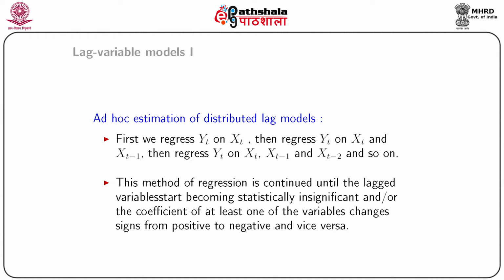This method of regression is continued until the lagged variables start becoming statistically insignificant, and/or the coefficient of at least one of the variables changes sign from positive to negative or vice versa. In other words, we sequentially regress our dependent variable yt on xt, xt minus 1, xt minus 2 and so on until the coefficient corresponding to any one of the lagged independent variables becomes statistically insignificant, or the corresponding p-value becomes greater than the level of significance.